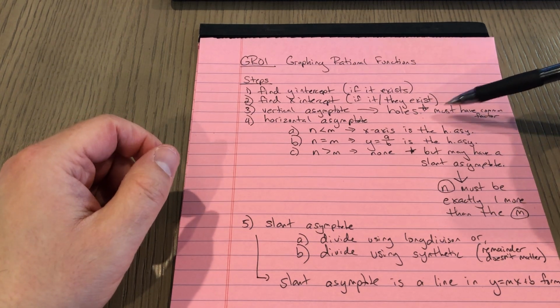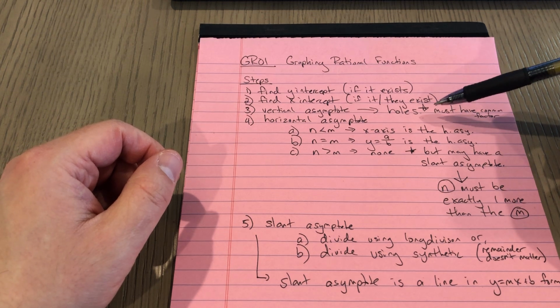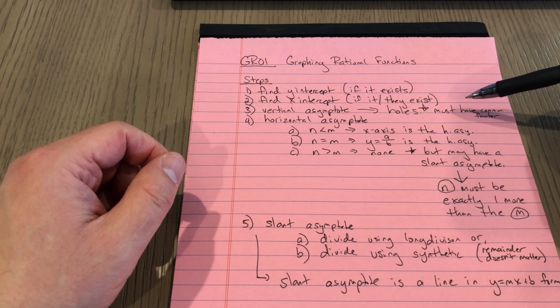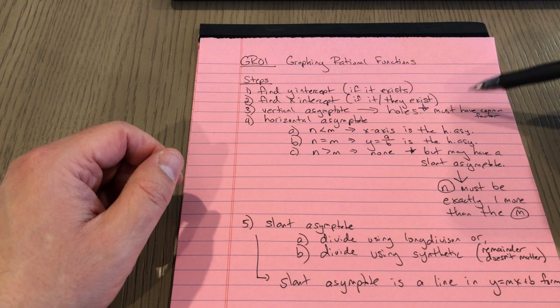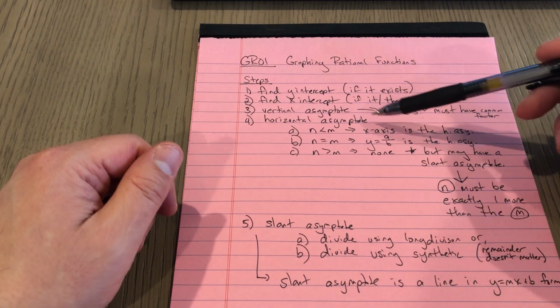Now, I wanna specify a little bit of something that I mentioned last week in class. If it's got a hole, it must have a common factor on the numerator and the denominator. So it's always important to go ahead and factor the rational function's numerator and denominator in the event that you have a hole. And again, we'll play with this a little bit in a minute.